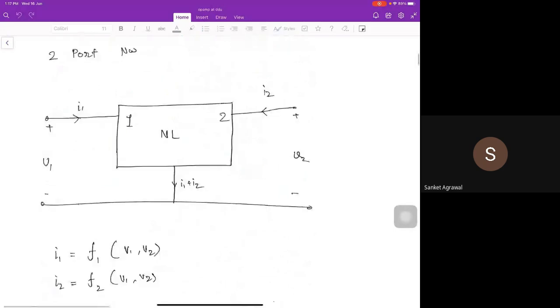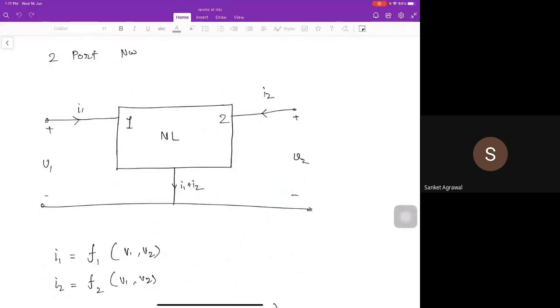So let's analyze further how we are using it. For that, let's build some background in mathematical terms. I have a simple non-linear two-port network, and I1 is a function of V1 and V2, and I2 is also a function of V1 and V2.